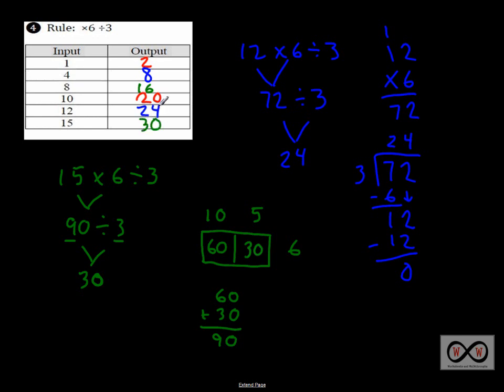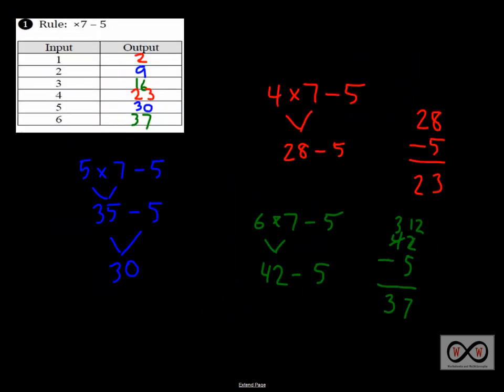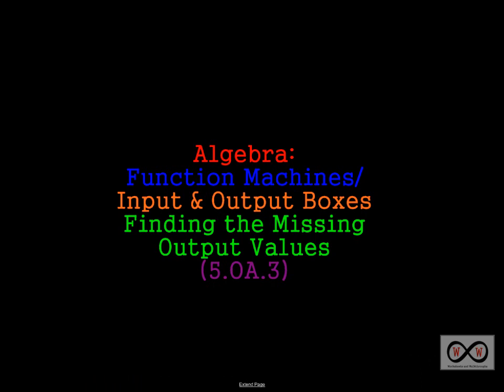And you are done. So that was a quick look at finding the output values when looking at function machines or input and output boxes.